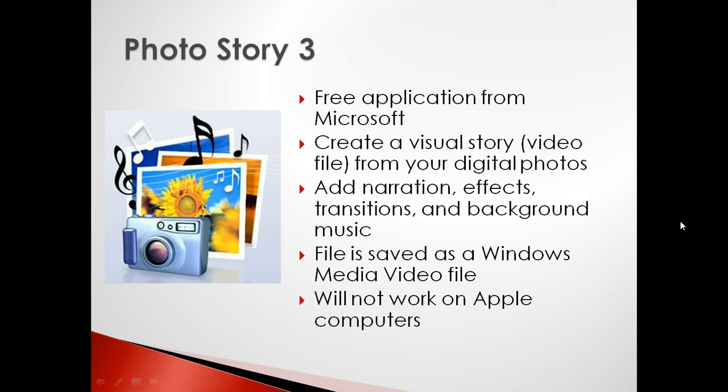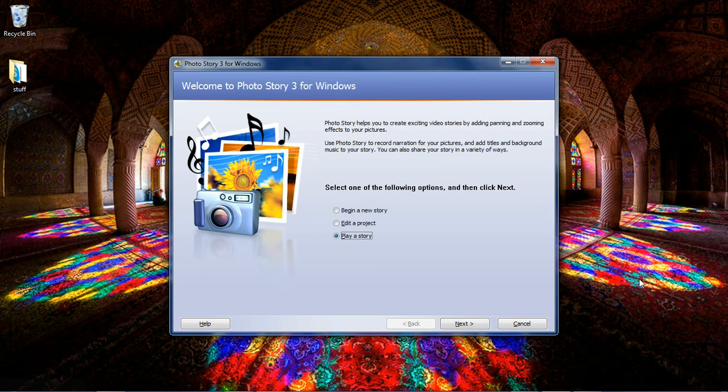If you have a Windows machine, there's a good chance you already have PhotoStory 3 installed. If not, you can search in Google, download PhotoStory 3, and the first search result should do the trick. So when you start PhotoStory 3, you'll be presented with this screen. This is the setup wizard, and we're going to begin a new story, then click Next.